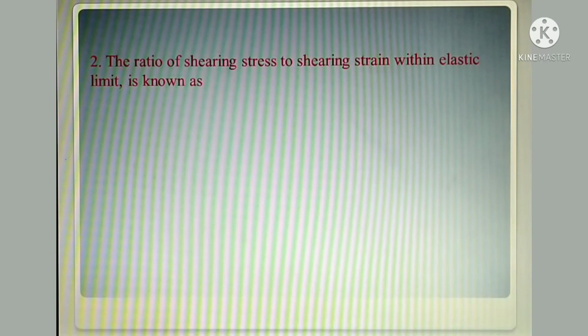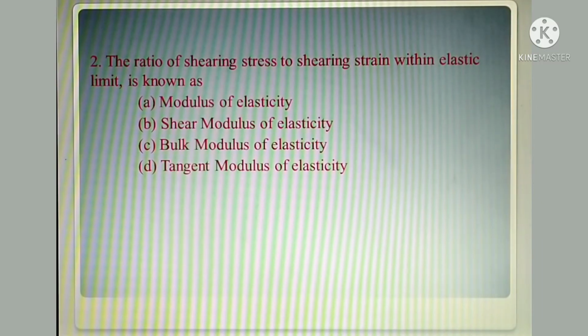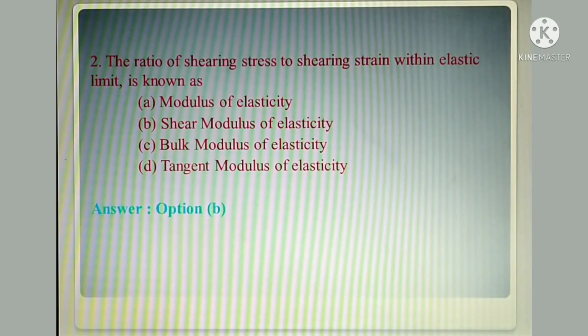The ratio of shearing stress to shearing strain within elastic limit is known as: option A, modulus of elasticity; option B, shear modulus of elasticity; option C, bulk modulus of elasticity; and option D, tangent modulus of elasticity. Answer: option B, shear modulus of elasticity.